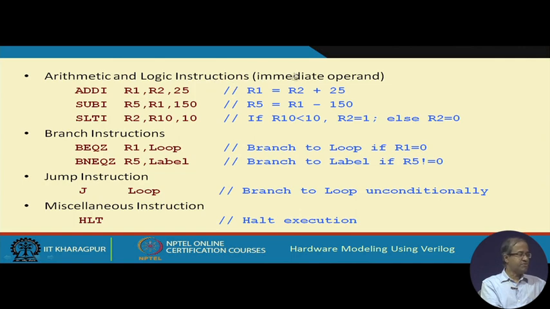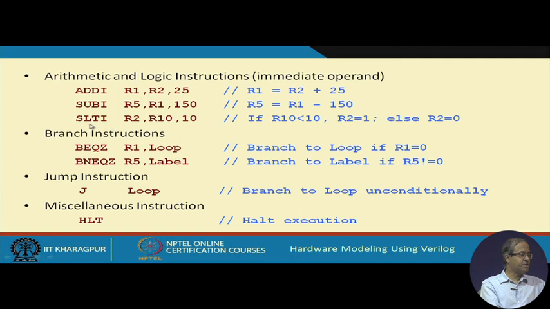These are some of the instructions, and there will be some arithmetic and logic instructions where some offset or an immediate operand is given. Like you have a version of add and subtract instruction, we call them add immediate, subtract immediate. So, how do you use it? Add immediate R1, R2, the last parameter is a number. This means you add the contents of R2 with 25, result stored in R1. Similarly, sub immediate R5, R1, 150, so R1 minus 150 stored in R5.